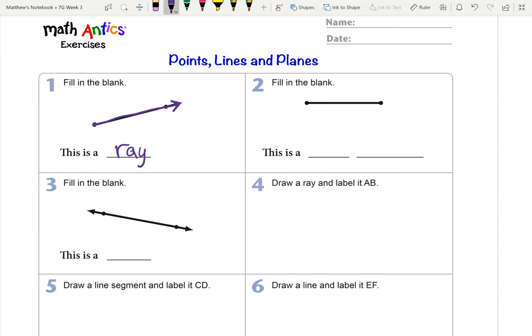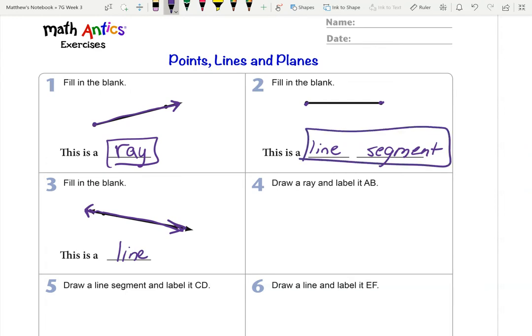Moving over to question 2. This here starts at a point and then ends at another point. This would be a line segment. Question 3, where it keeps going in one direction and also goes in a different direction but passes through 2 points, that's going to be a line. So we have a ray, a line segment, and a line.